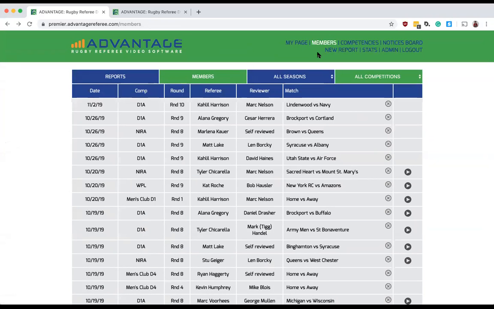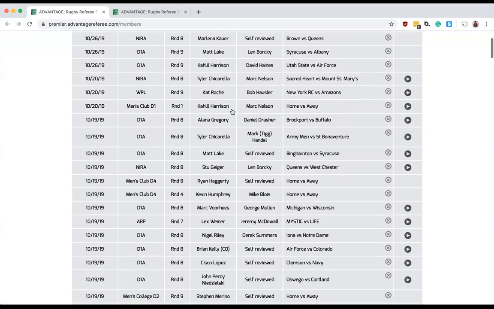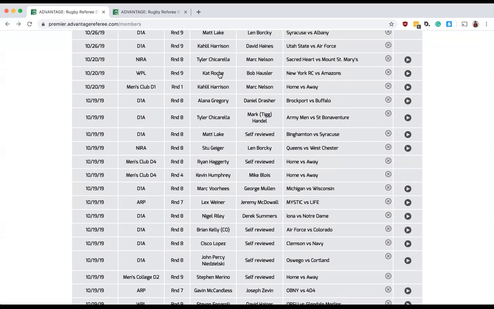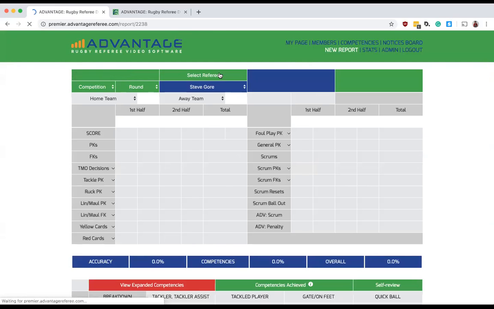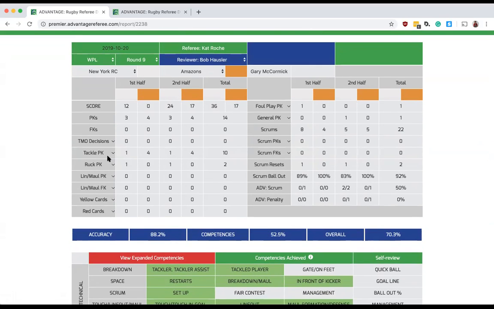Let's see, who else do we have this weekend? Kat, do you want to go? Yeah, sure. I had Amazons up in New York. Both teams needed a win to continue on their path to the Final Four. So it was a pretty big make or break game.